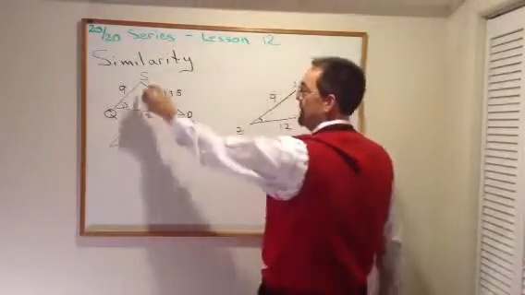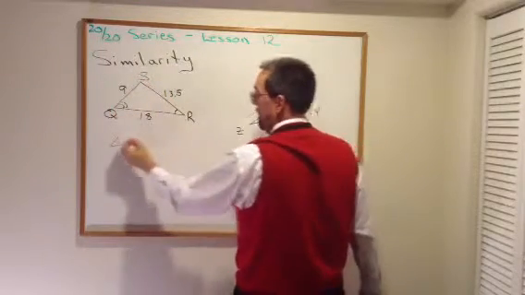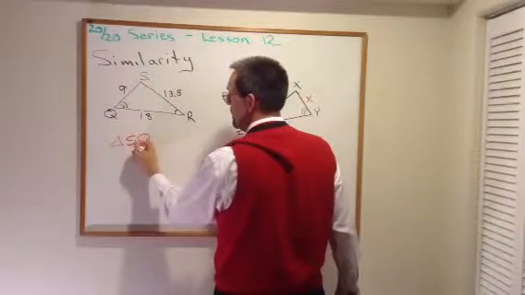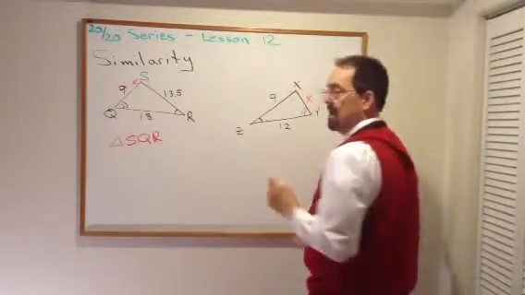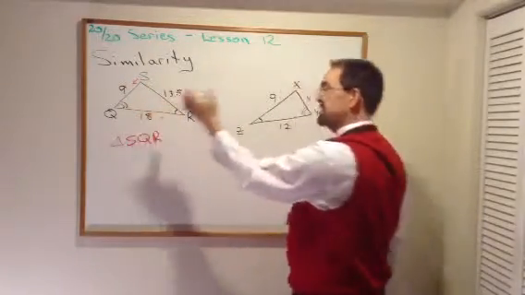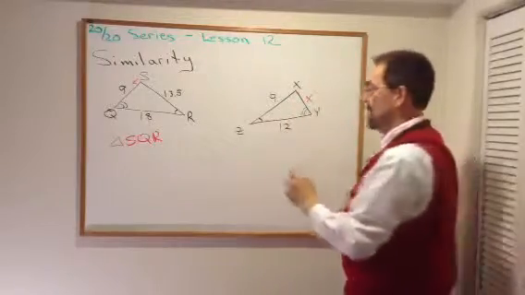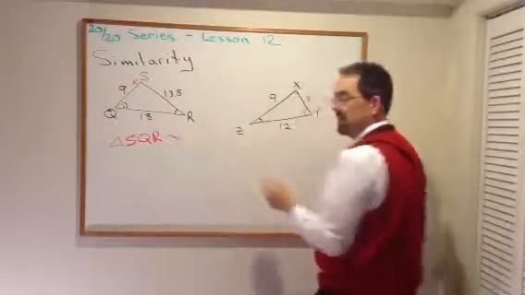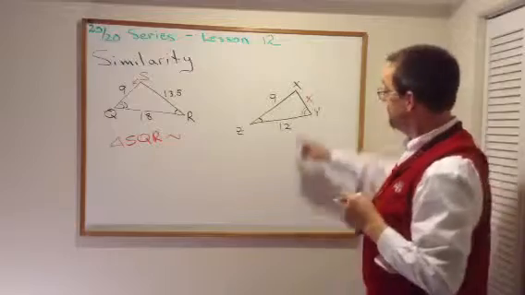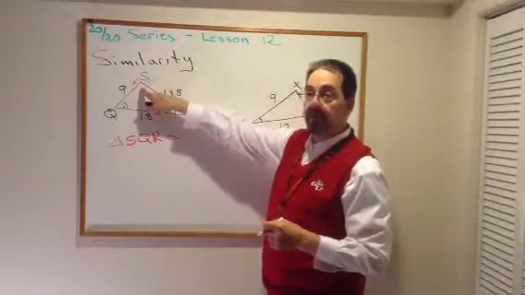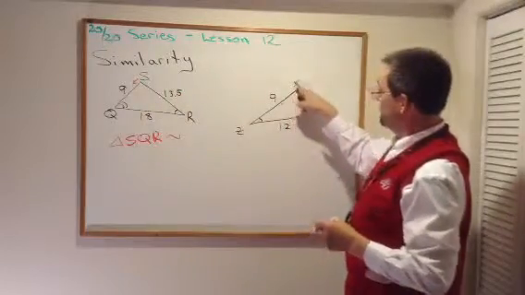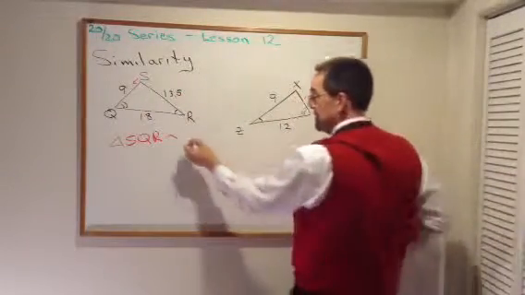Let's start with triangle SQR. SQR. Start here and go around. Now, how is this similar to this one? Similar is a symbol, sideways S, little squiggle. Let's start with the S, doesn't have an angle measured. X doesn't have an angle measured.